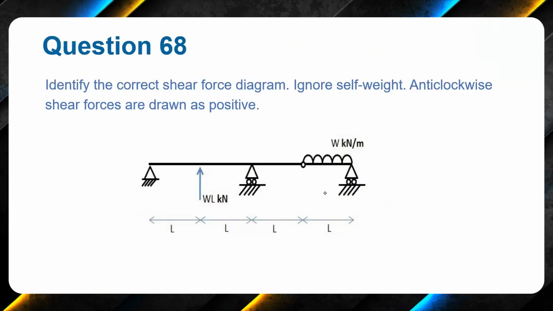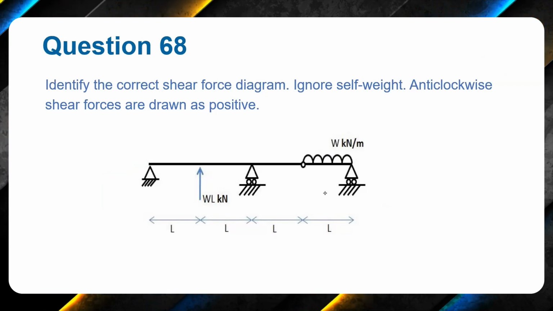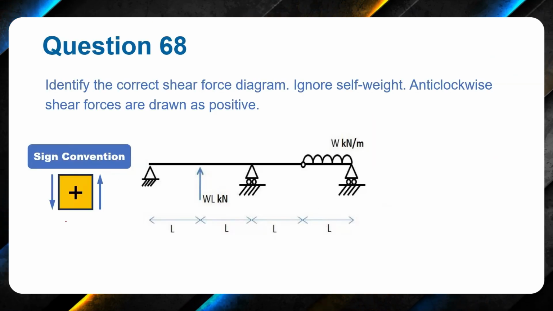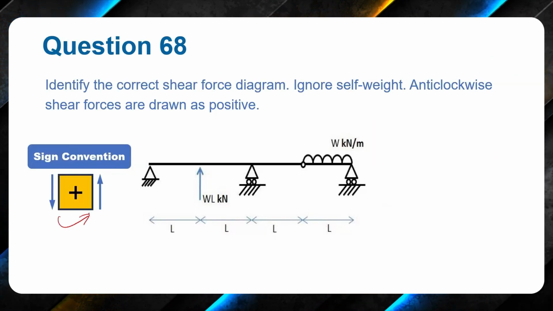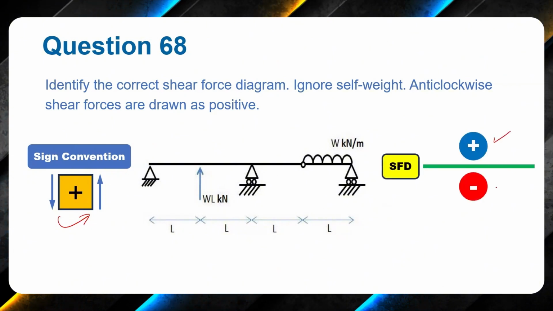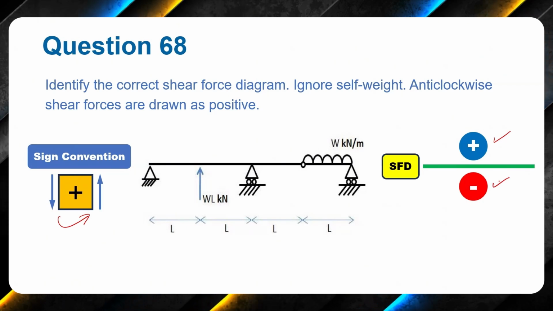Let me now move to the next question. Here we have to identify the correct shear force diagram. Ignoring self-weight, anti-clockwise forces are drawn positive. This is the sign convention for anti-clockwise forces. These are drawn positive, and positive is drawn above the baseline and negative is drawn below the baseline. Let us see what options we have.